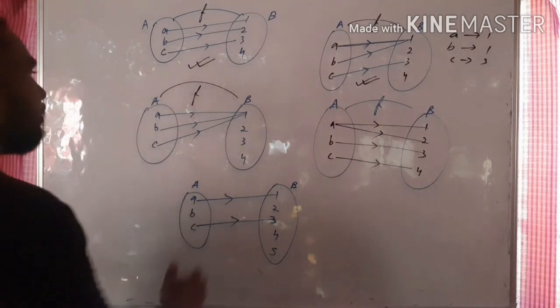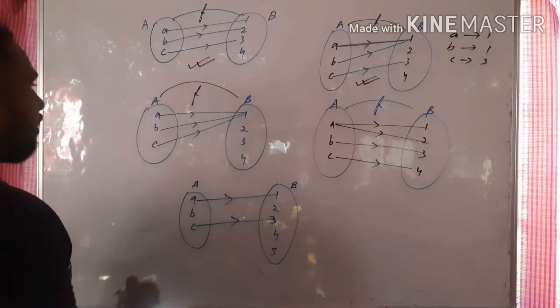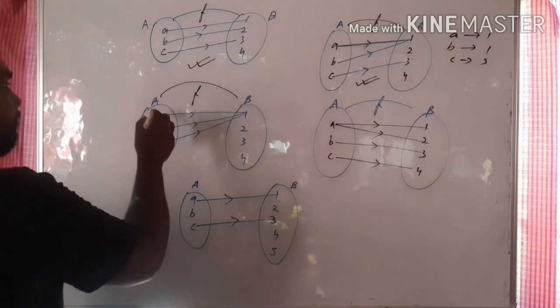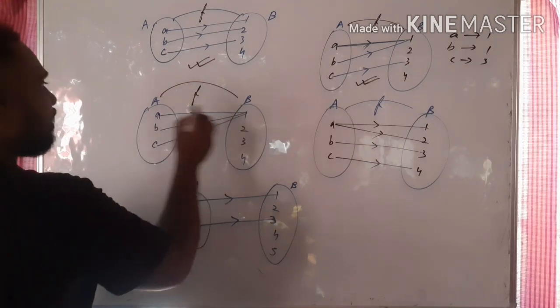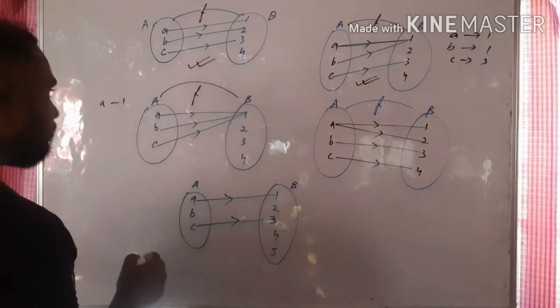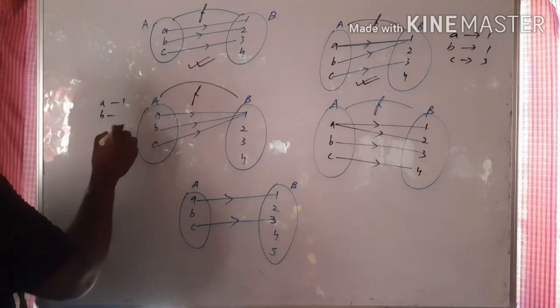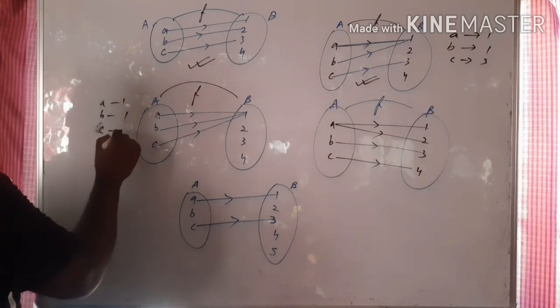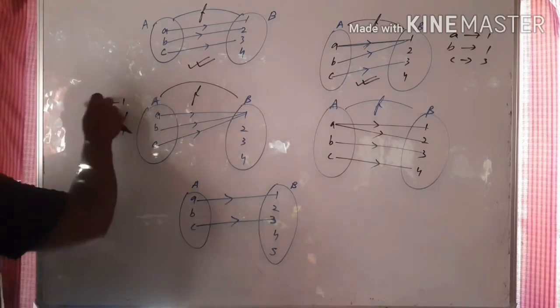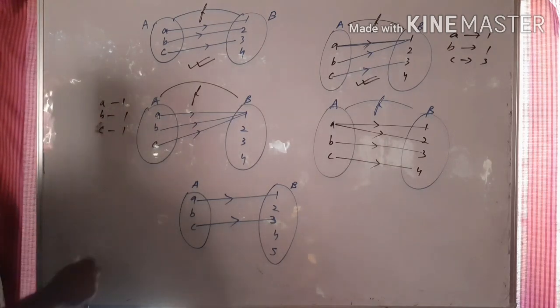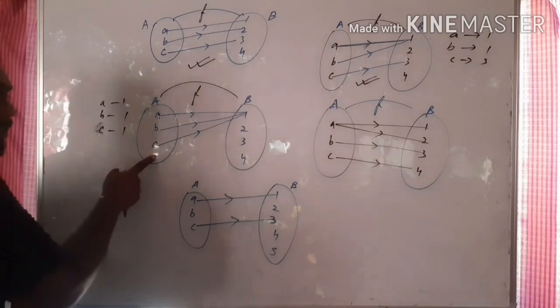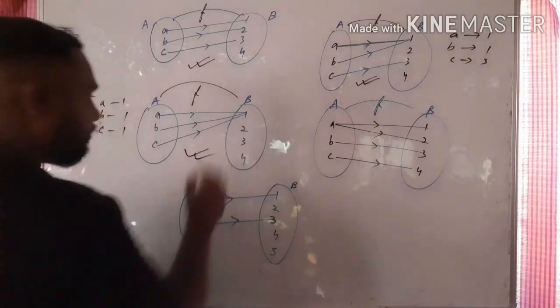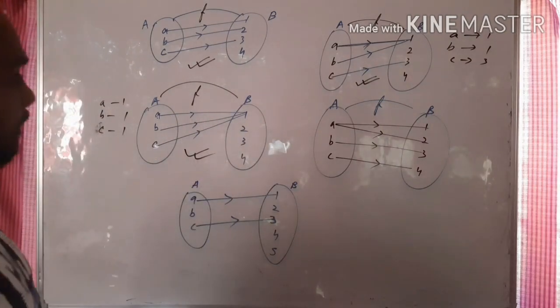Now let us see the third mapping here. Now you can see here A is going to a unique element 1, B is also going to a unique element, that is 1, and C is also going to a unique element 1, only one element. It is related to only one element, and no element is left out here. So this is also a function, isn't it?